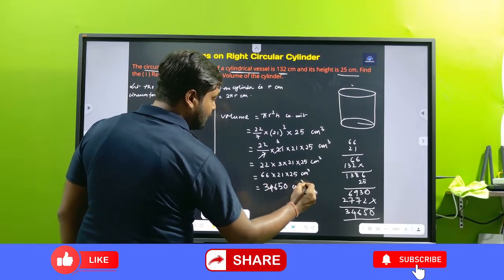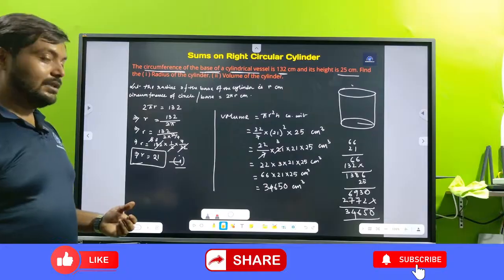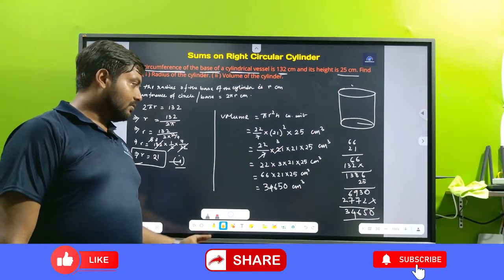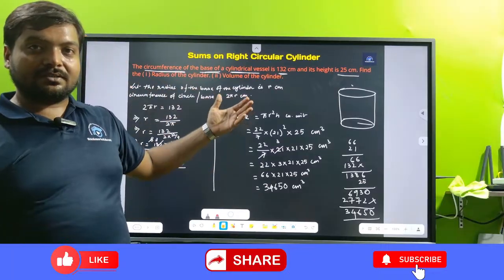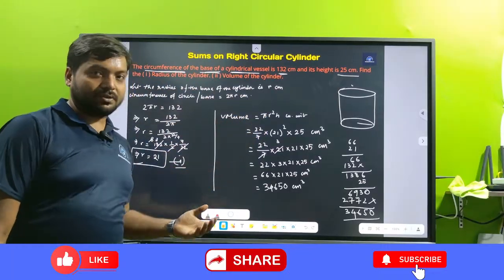4650 cubic. You can take a screenshot of this to verify the answer, and you can practice this sum. So you can take a screenshot.